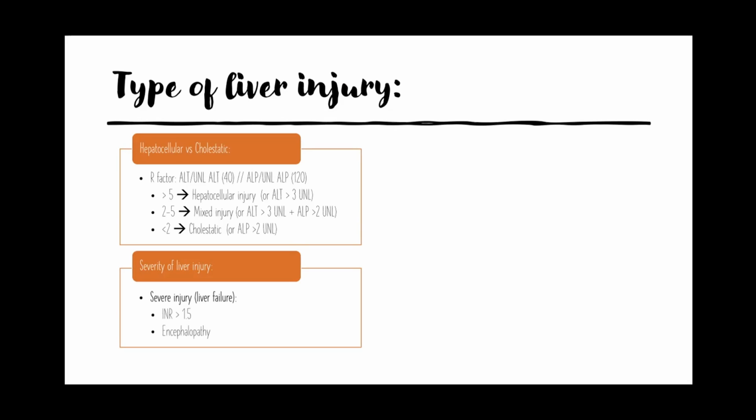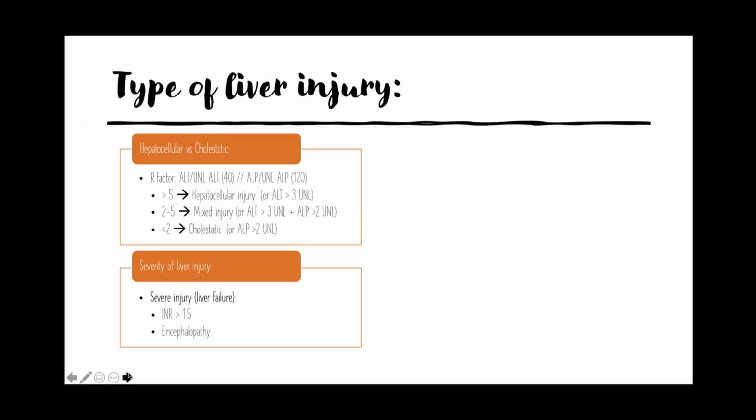The next thing is to stratify the severity of liver injury, which is so important. Usually we'll say it's severe liver injury if there is coagulopathy, which is INR more than 1.5. That means there is really bad impairment of liver function, and also encephalopathy. So any patient with abnormal liver function who has INR more than 1.5, plus or minus encephalopathy, needs a high level of care and an urgent liver consult, or even a liver transplantation consult.